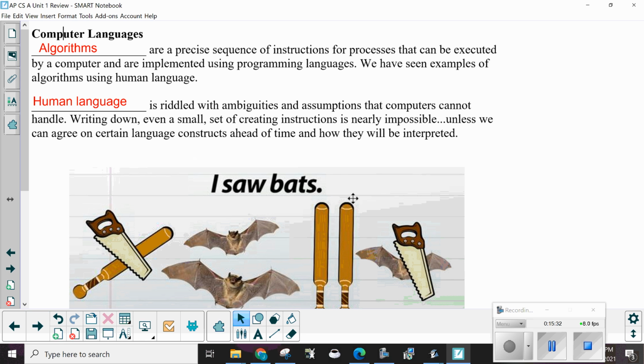I saw bats. Does it mean you're cutting a bat in half? Does it mean you saw the animal bat and you saw multiple animal bats? Does it mean you saw multiple wooden bats? Or are you cutting an animal in half?